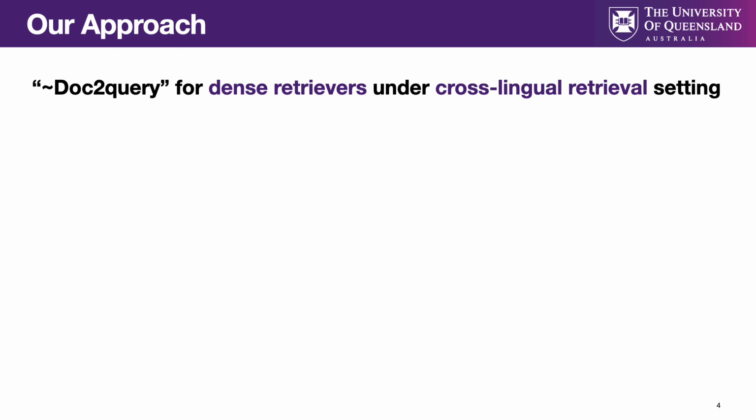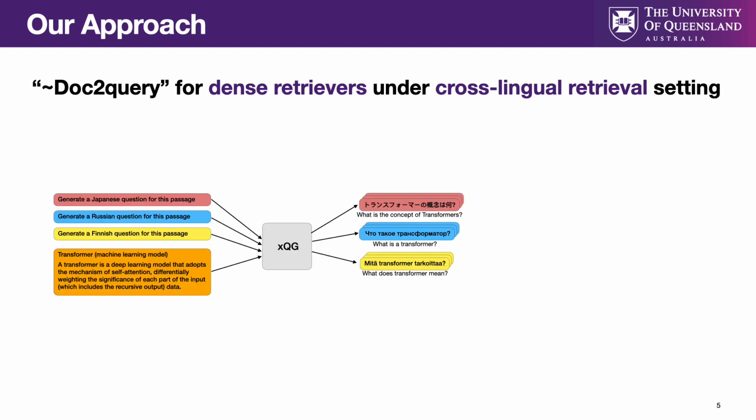The approach proposed in our paper can be considered as a Doctor Query-like method, but it is specifically designed for dense retrievers rather than traditional BM25. Additionally, our method focuses on the cross-lingual passage retrieval setting rather than the classic English-only retrieval setting. Similar to Doctor Query, our method also has a query generation model. However, instead of solely generating English queries, our QG model is a cross-lingual QG model. To achieve this, we use a language-specific prompt to prompt the QG model to generate queries in different target languages.